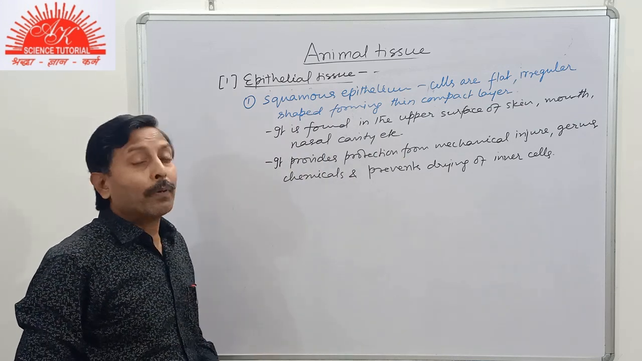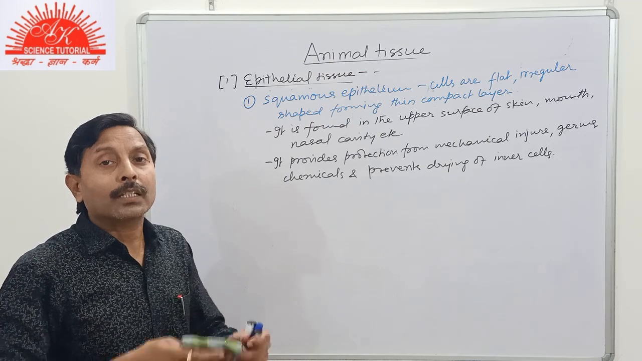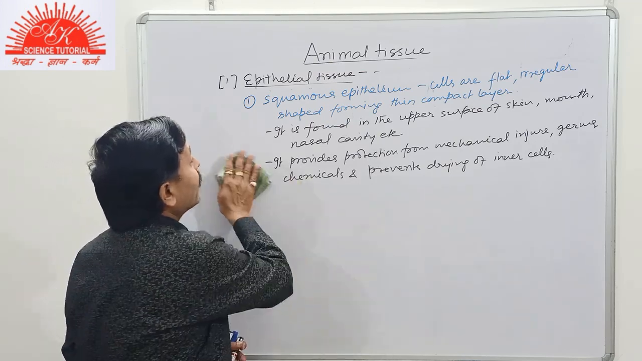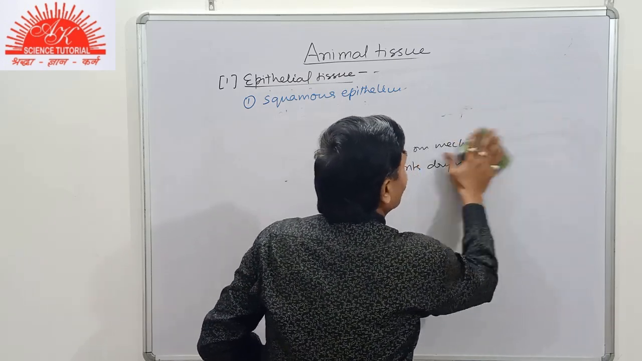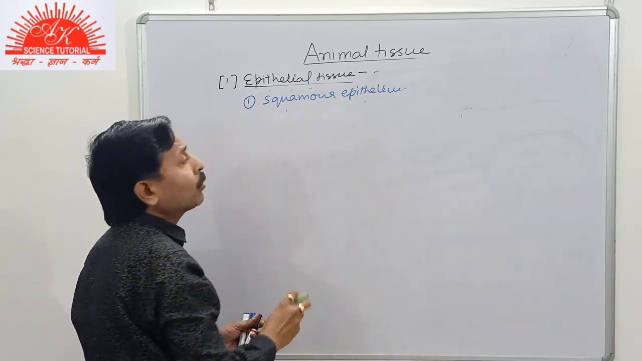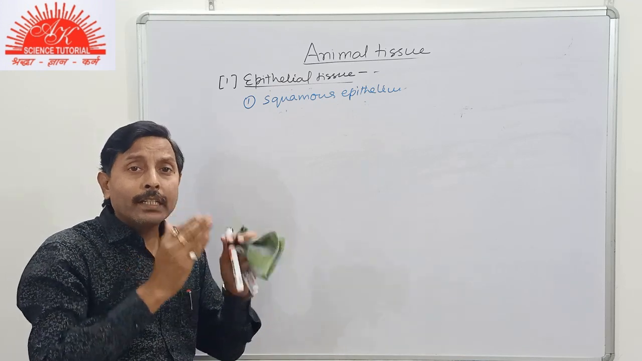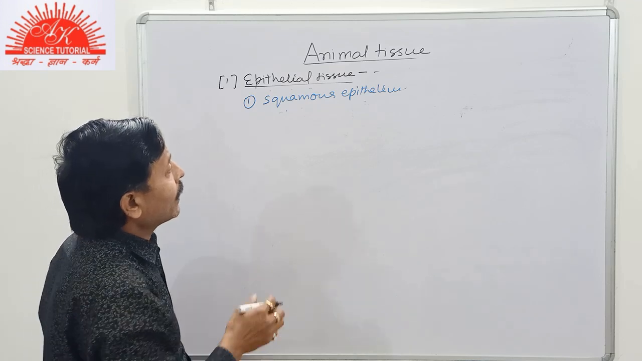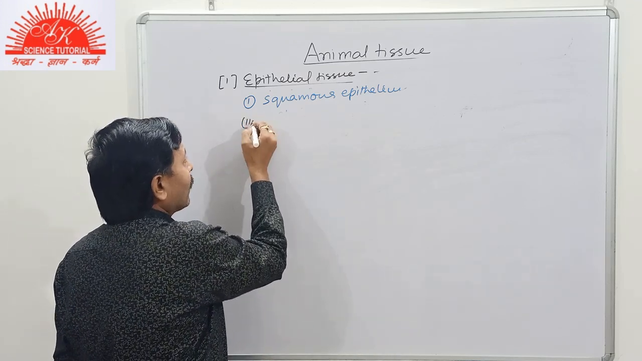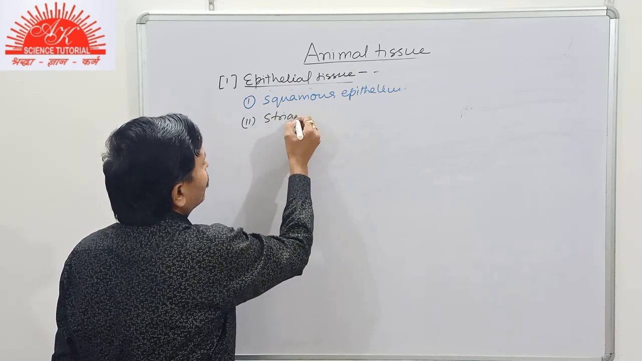So it is primarily protective in function. It forms the outer surface covering of the skin, the inner lining of the organs like mouth, nasal chamber, and so on. As well as in the inner lining of the stomach, intestine, it will be the squamous epithelium. The second one is striated epithelium.